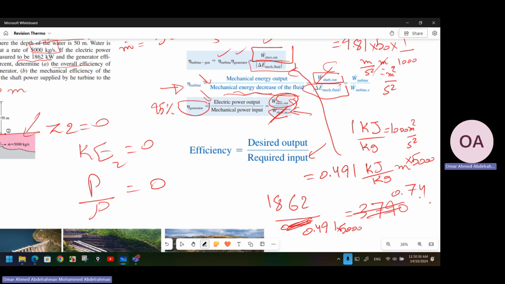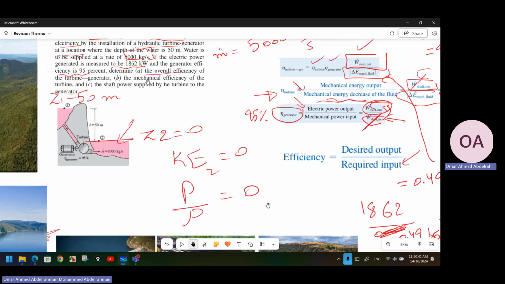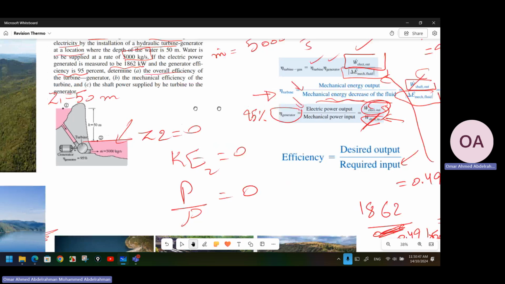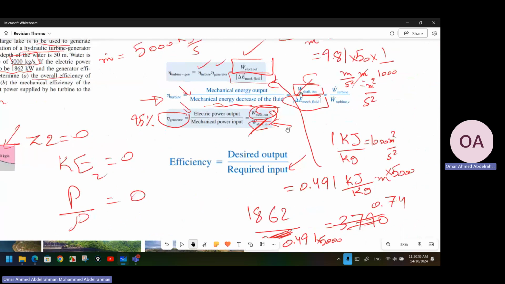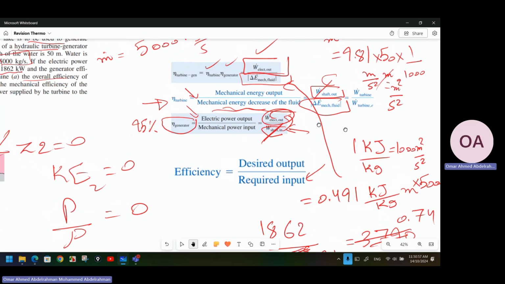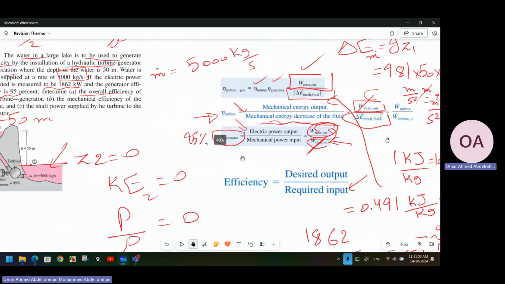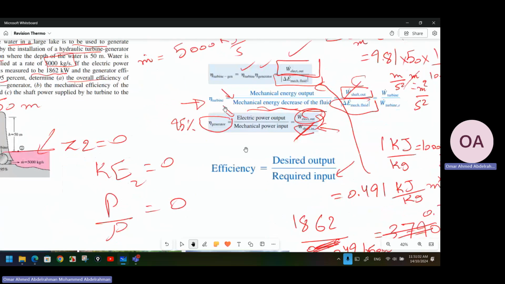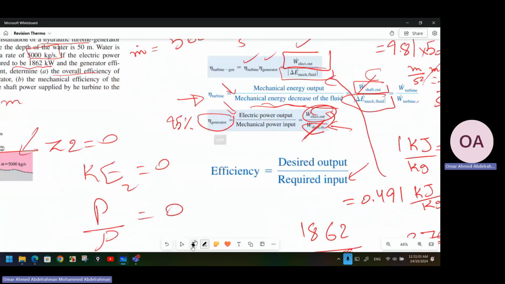0.74. Okay, so that is the overall efficiency. Then for the second part B, you need to calculate the mechanical efficiency of the turbine. For the mechanical efficiency of the turbine, I have the W mechanical fluid. I already calculated it, and I don't have the work shaft out, right? The work shaft out, I can get from the third equation here for the generator, because I have the efficiency, and I have the W electrical out given in the question. I get the work shaft in.